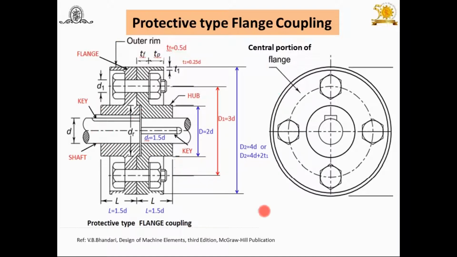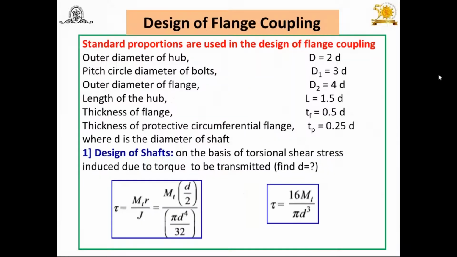So what we have to do, as already discussed yesterday, while designing the rigid flange coupling, first of all find out the diameter of the shaft. Now let us proceed to this activity. Here I have written some standard empirical relations we are going to use in our design. And from the construction also, you know very well, the outer diameter of the hub, capital D, is equal to 2d.